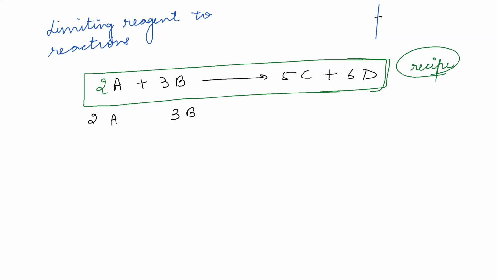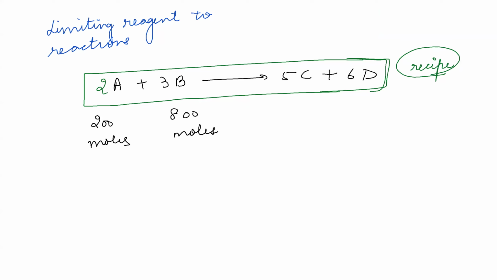So if I have two particles of A reacting completely with three particles of B, what does that mean? Tell me. What does that mean? That if I have 200 molecules of A and 800 molecules of B, now my question is which is the limiting reagent? So I would be given the moles. So I will have 200 moles of A and 800 moles of B.